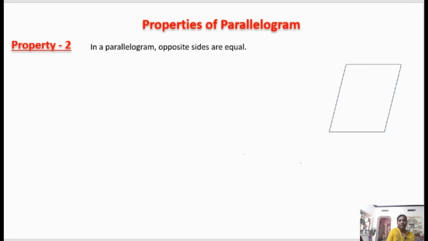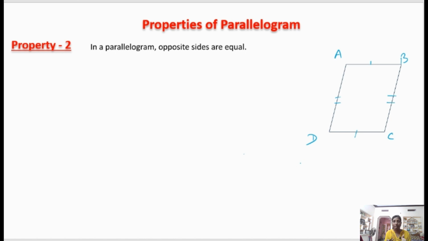Let us read. In a parallelogram, opposite sides are equal. So another property is that in a parallelogram, opposite sides are equal. Suppose this is a parallelogram ABCD. Opposite sides are equal. It means AB is equal to DC and AD is equal to BC. This is the second property.